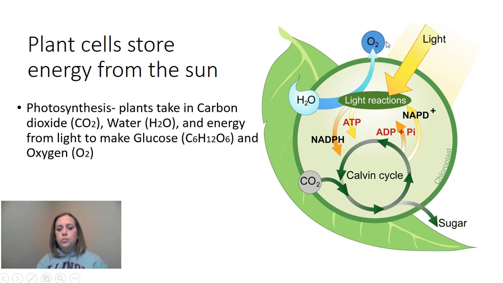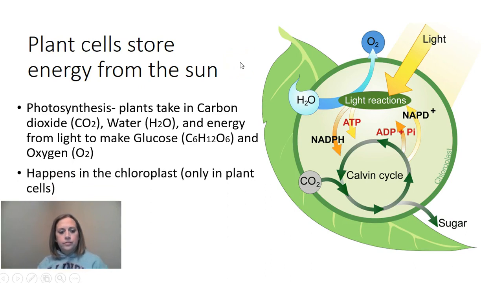That oxygen is really important. It's going to go out to the atmosphere so animals can breathe it in. Again, this is happening inside the chloroplast of plant cells. Since only plant cells have chloroplasts, and animal cells do not have chloroplasts, animal cells cannot go through photosynthesis. Only plant cells can.